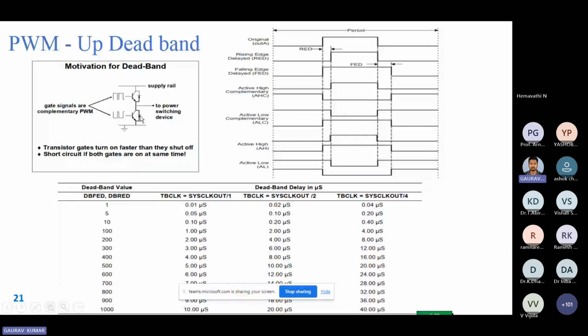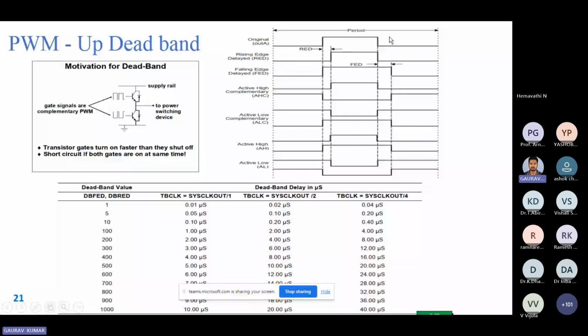So if we are generating from each one channel, one A, there we have to make the complement with the help of it, and we also have to give the deadband. Okay, some deadband, some 3 microsecond or 5 microsecond deadband should be there. So here we can see this is the original wave, original PWM.